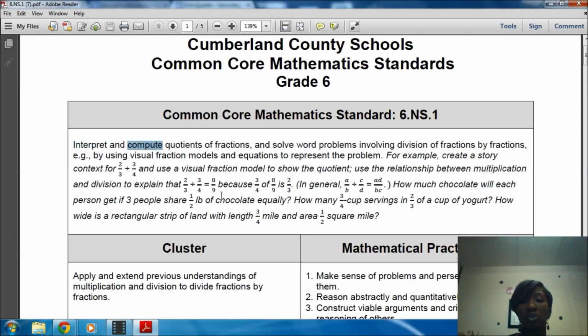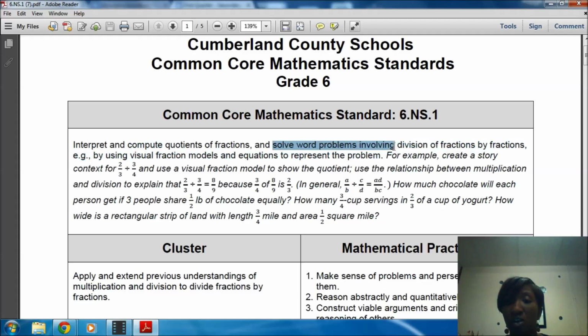Okay, so I know that interpreting, there must be some real world situations and the students are going to have to tell what those quotients represent. Computing, we're going to actually have the students do some calculations. They're going to divide the fractions because it has quotients of fractions, and solve word problems involving division of fractions by fractions.